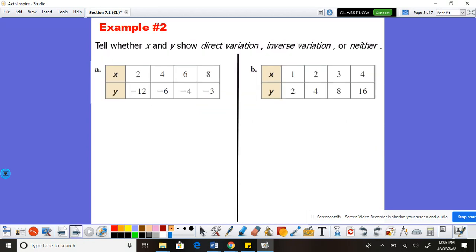All right, so we're given 2 charts. Now, these 2 charts, we want to find if they are directly or inversely related, or they might be neither one.